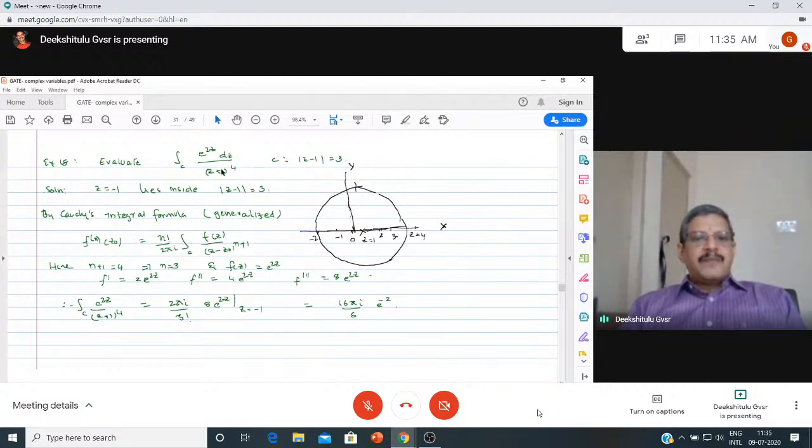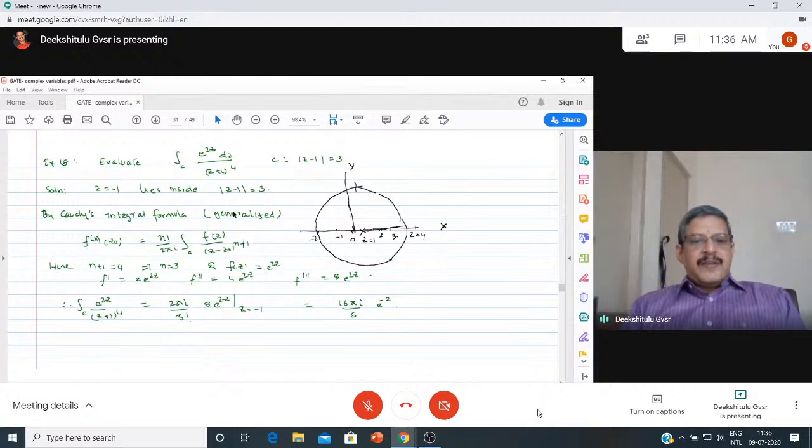So we have a problem with this denominator: the integral over C of f of z by z plus 1 power 4. This is the generalized Cauchy integral formula: f of z by z minus z naught power n plus 1. But I have 4 here, so n plus 1 is 4, so n is 3. So the formula becomes the triple derivative of f at z naught is equal to 3 factorial by 2 pi i into the integral of f of z by z plus 1 whole power 4.